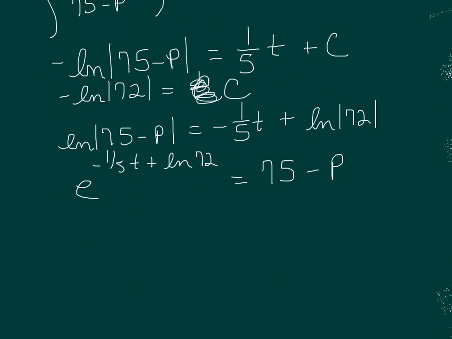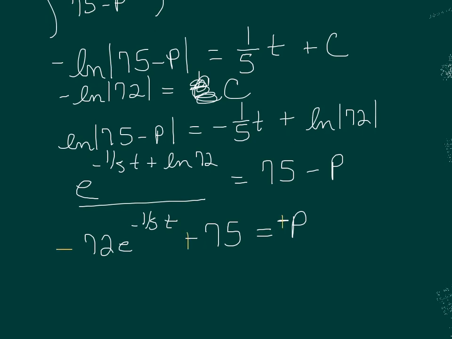What happens on the left side? What does this statement become? 72 e to the negative 1/5 t, minus 75, equals negative P, but we need to change that. So, negative 72 e to the negative 1/5 t plus 75 equals P.